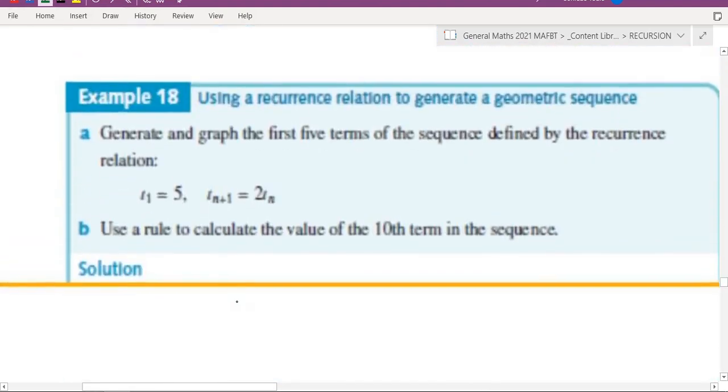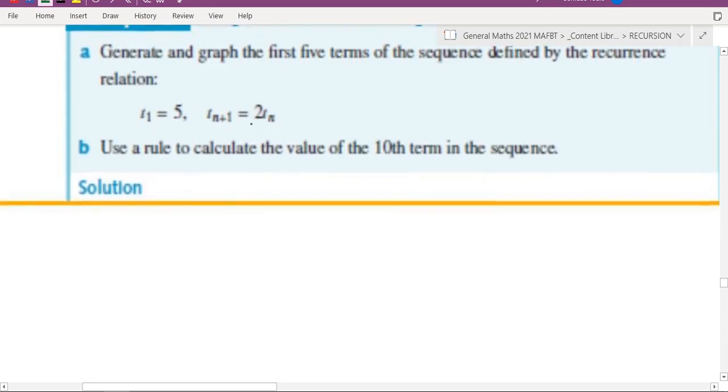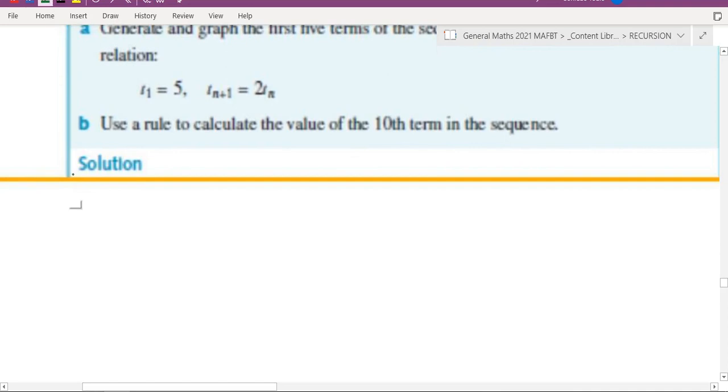Now what we want to do is be able to generate a graph for the first 5 numbers given this recurrence relation. So we need to generate and graph the first 5 numbers. For part A, go to this part of your notes and we'll do it together. Part A, remember we have to use a table of values for this.